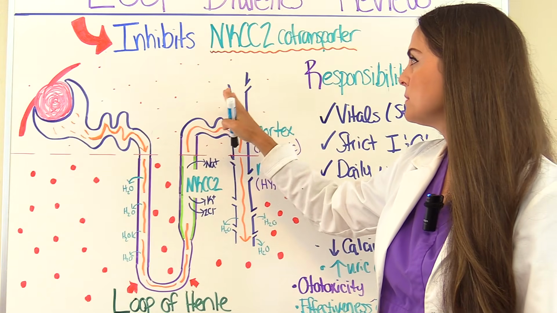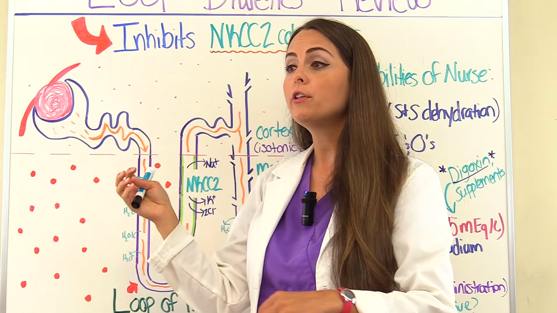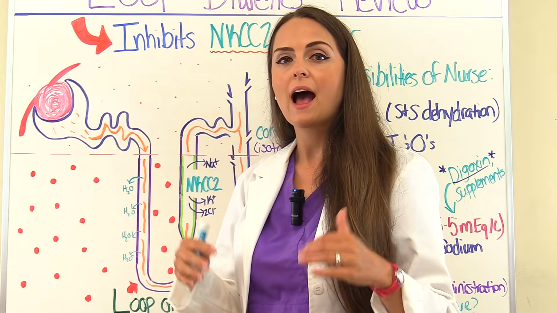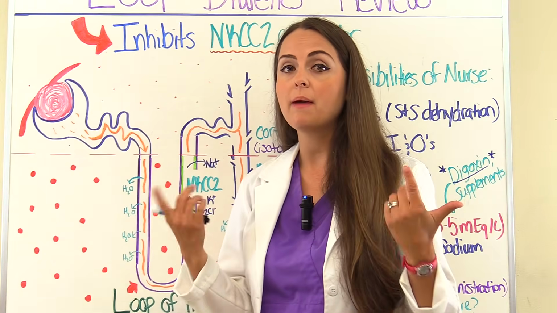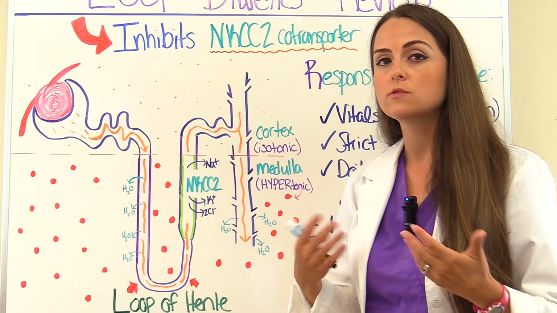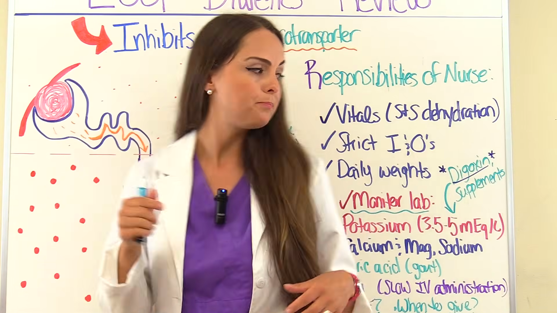So you'll be reabsorbing the sodium, but you're going to be excreting potassium. Not only are you going to excrete potassium, which is going to lower the level, you're going to excrete hydrogen ions. So the patient can also have metabolic alkalosis as well with these loop diuretics. So that is another side effect.